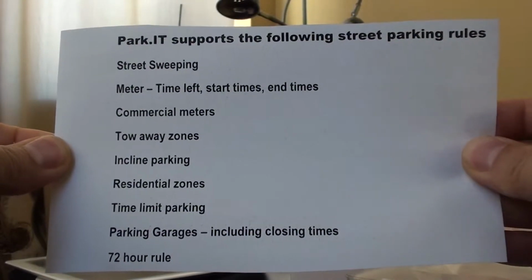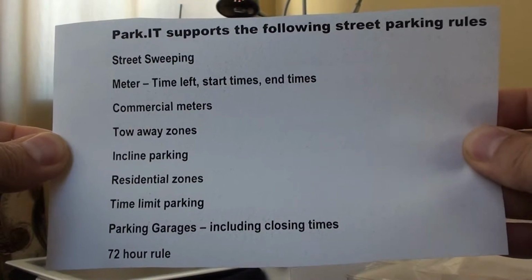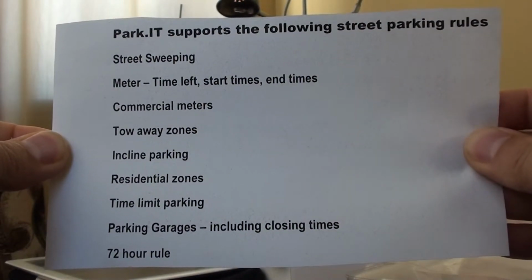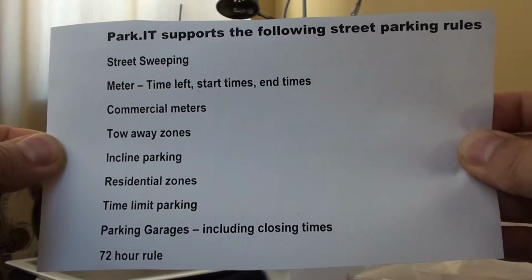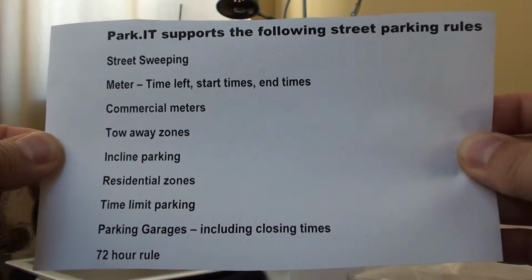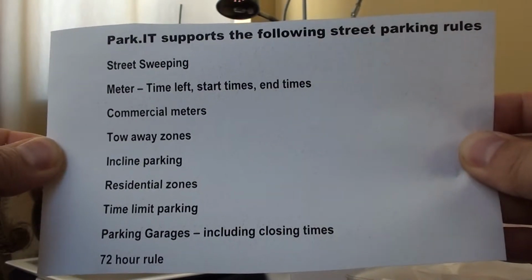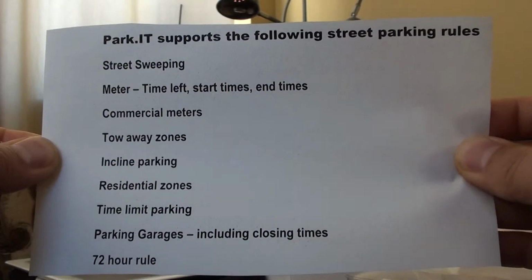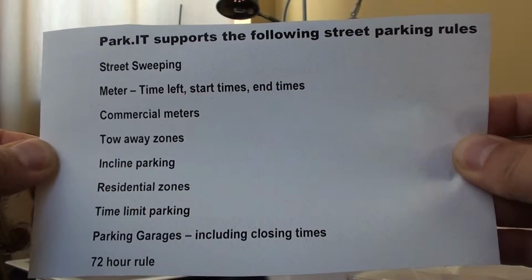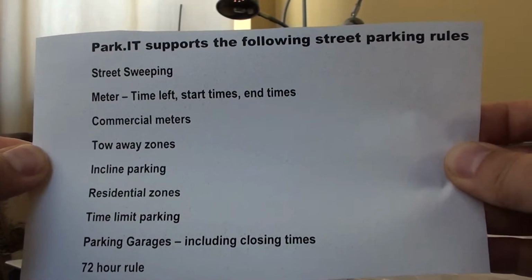We support all of the residential zones in San Francisco, A through DD. We support time limit parking where there's no zone, but there's a time limit. And we support parking garages, not all of them, but at least 450 in San Francisco, including the closing times and prices. And of course, we support other rules that aren't written down, like the 72-hour rule. This is the rule where you cannot legally park anywhere on the street for more than 72 hours.